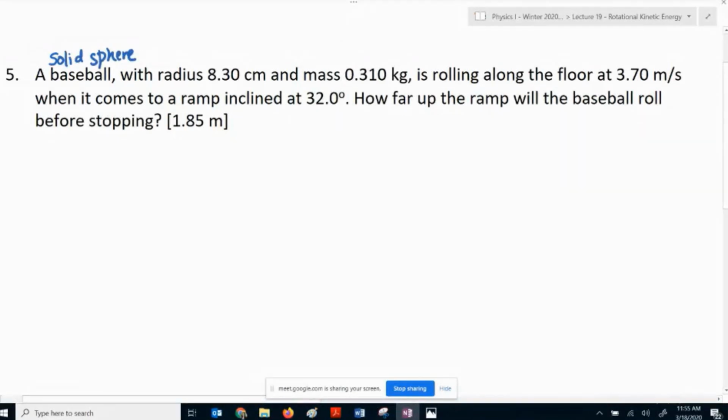So the radius is 8.3, the mass is 0.31. It's rolling along the floor at 3.7 meters per second. It comes to a ramp inclined at 32 degrees. How far up the ramp will the baseball roll? Okay, so this time the baseball starts at the bottom and it has an initial speed of 3.7 meters per second. And we're looking for the distance along the ramp that it rolls. So we're looking for this distance here. How far up the ramp? It's not asking for the final height. It's asking how far up the ramp. So that's the D, and that's what we're looking for.